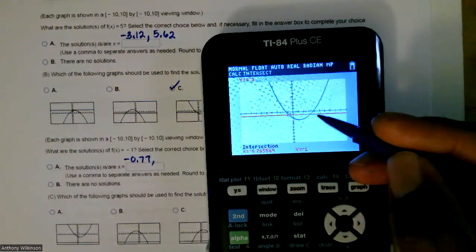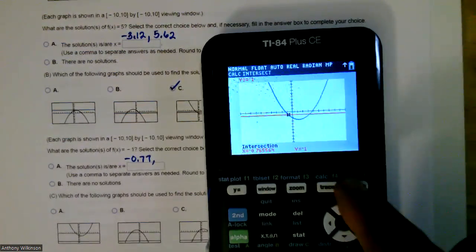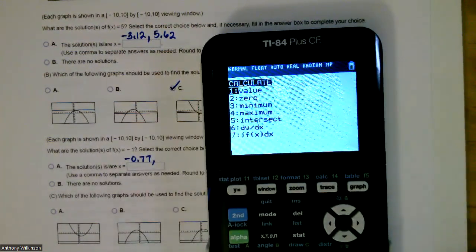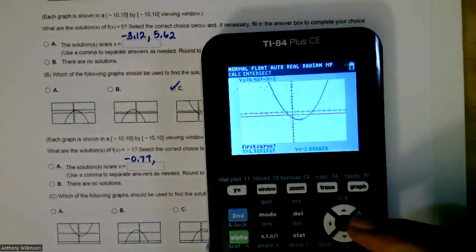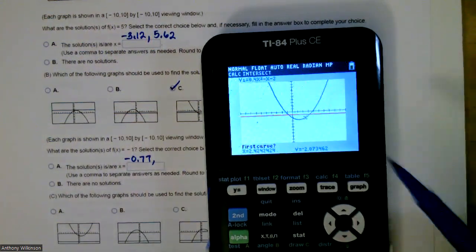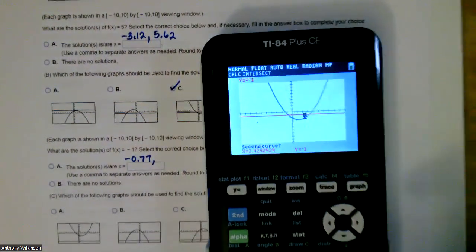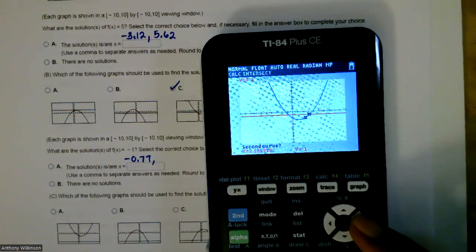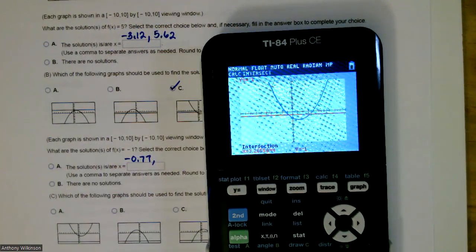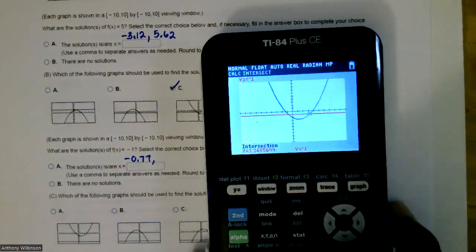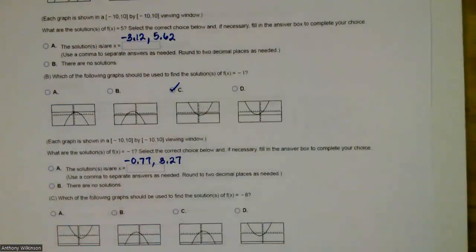Now for this point of intersection here, I'm going to do second and trace, and then select number 5 for the point of intersection. Cursor will be below that point of intersection over here. Press enter. And then the other one will be to the right of that, like this, and then press enter. After guess, press enter. To 2 decimal places, it'll be 3.27. So that's how you find your points of intersection here.